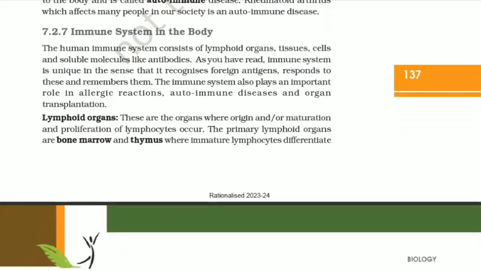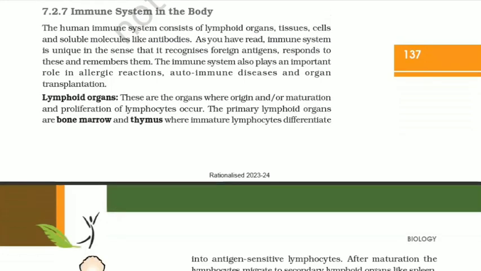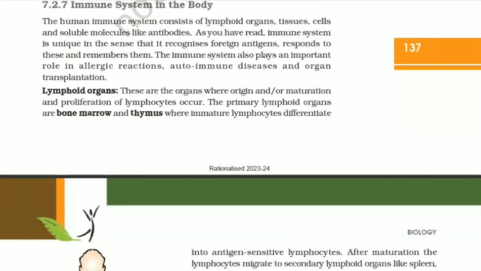7.2.7 Immune system in the body. The human immune system consists of lymphoid organs, tissues, cells, and soluble molecules like antibodies. As you have read, the immune system is unique in the sense that it recognizes foreign antigens, responds to these, and remembers them. The immune system also plays an important role in allergic reactions, autoimmune diseases, and organ transplantation.